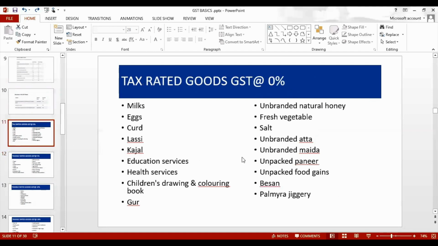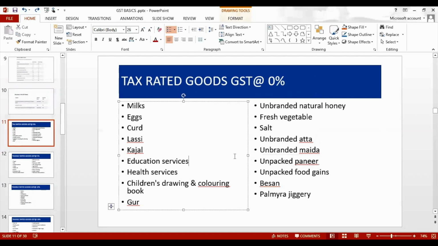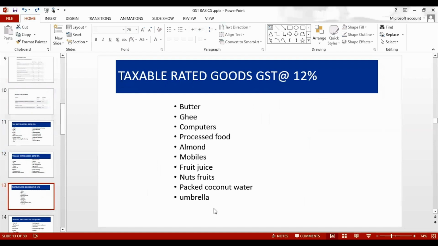Before the 0% tax slab, I explained unpacked paneer. It means it is unpacked. There are no stages of manufacturing, packing and distributing, and no stages of supplying. From here, we do have stages of supply. That's why we are charging some taxes. So that is 5% tax. Again, I mentioned 12% taxes here.